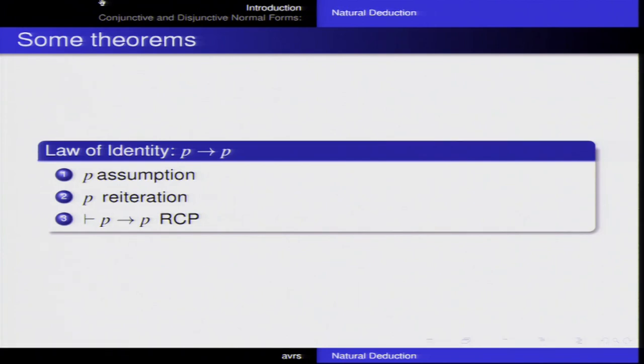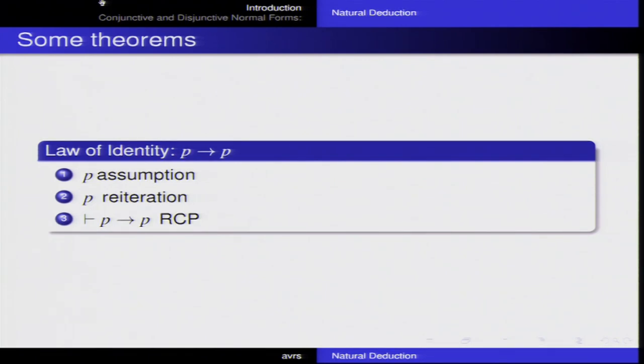So for proving P implies P, you start with an assumption. You need to note that all assumptions are obviously considered to be true. If you take your assumption itself to be false, there is nothing you can prove. It's already assumed that it is true.